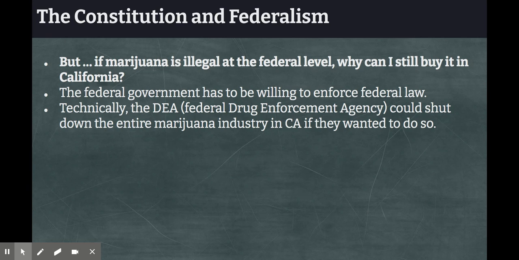But if marijuana is illegal at the federal level, why is it still legal in California? Doesn't that seem like the Supremacy Clause would invalidate the California law? Well, now we get into a little bit of a tricky situation, right? The federal government has to be willing to enforce its own laws. So technically, the DEA, which is the Federal Drug Enforcement Agency, could shut down the entire marijuana industry in California if they wanted to do so. But they know that move probably wouldn't be very popular, so they haven't done it yet. So technically, when we look at this kind of thing, the federal government has to be willing to enforce its laws.